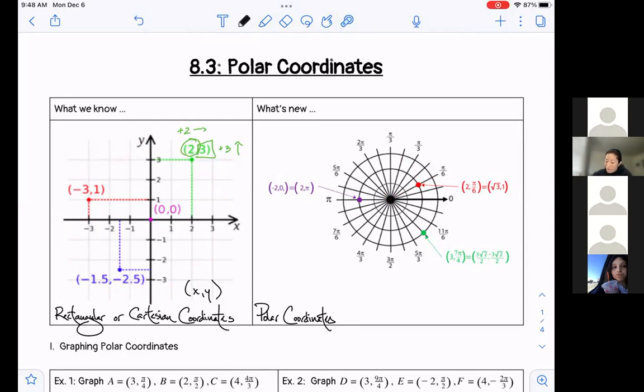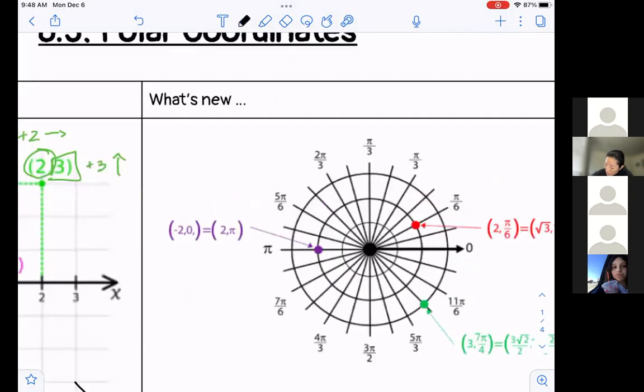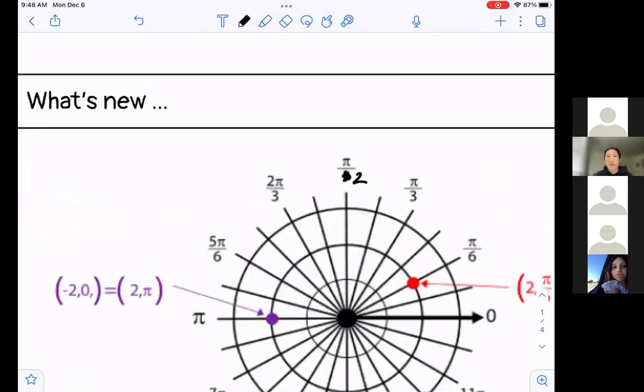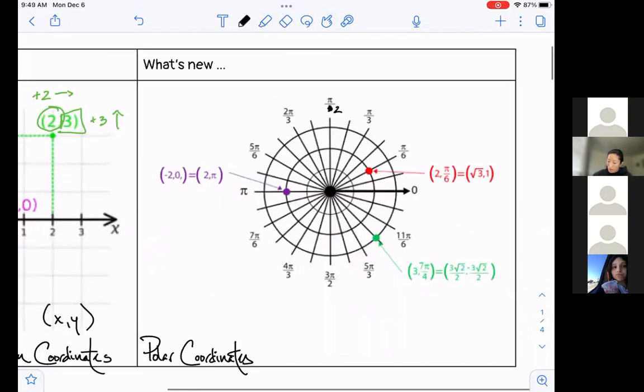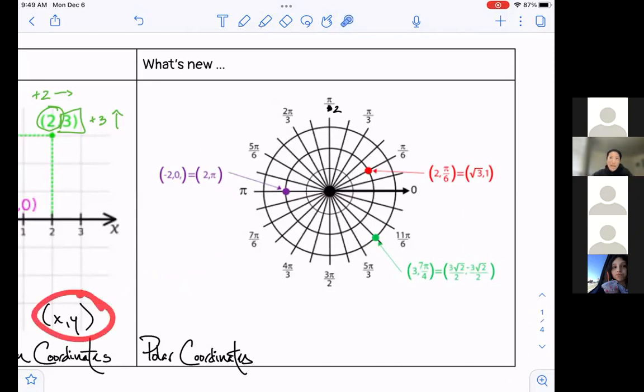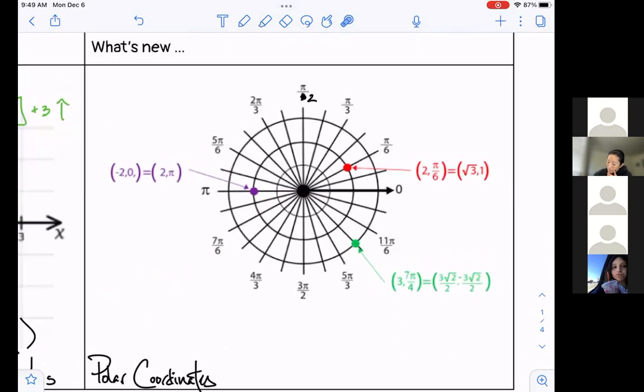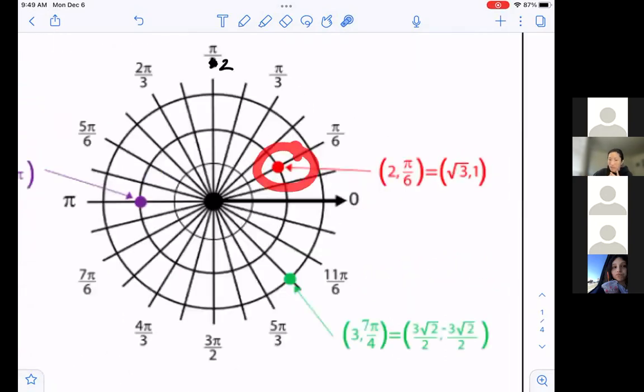I would agree. I also saw that typo. I don't know why that is a pi over 3. It should 100% be pi over 2. Okay. All right. So before we write down what we have in terms of an XY for polar coordinates, I'm wondering if someone can tell me how they think whoever drew this got to the red dot, like 2 comma pi over 6. How did they get that to be right here?